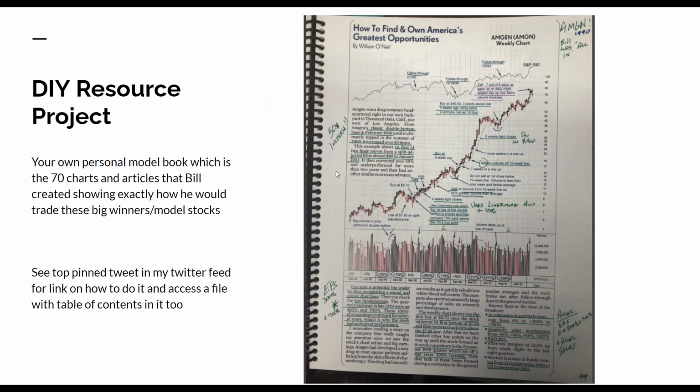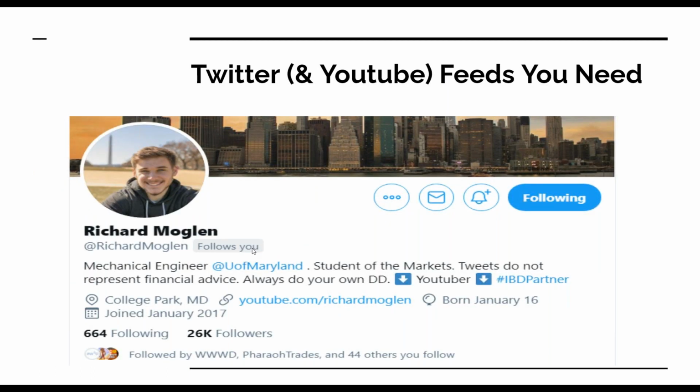Another resource that you have to do yourself, this is my personal one. Bill wrote the America's Greatest Opportunity series, which was 70 charts and articles. I've done a file that's on the Greenville Eastside site, as well as the top of my Twitter feed is linked. I gave you a Google spreadsheet. It has this file in there. You can take them to Kinko's and have them printed. I did an index for you by year, company name, alphabetically, same order as the pages in the book. So you can use that, and you need to go through and mark these up and study them.